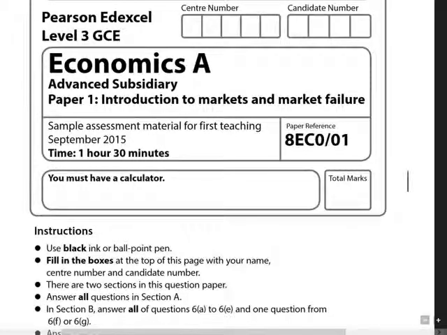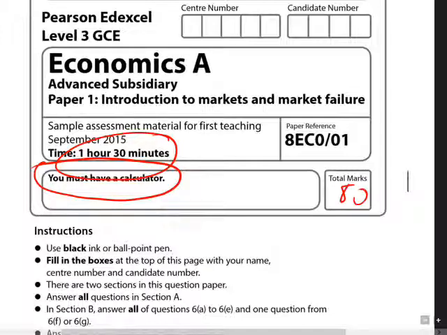So this is a run through of the sample paper 1 for AS Economics, Introduction to Markets and Market Failure. You've got an hour and a half for this paper, unless you've got a bit of extra time. You must have a calculator, it means there's going to be some calculations on the paper. The total marks are going to be 80 for the whole paper. Need a black pen.